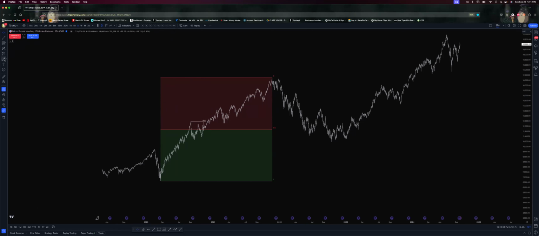But if you have a high and it doesn't break structure, this is called a liquidity sweep.